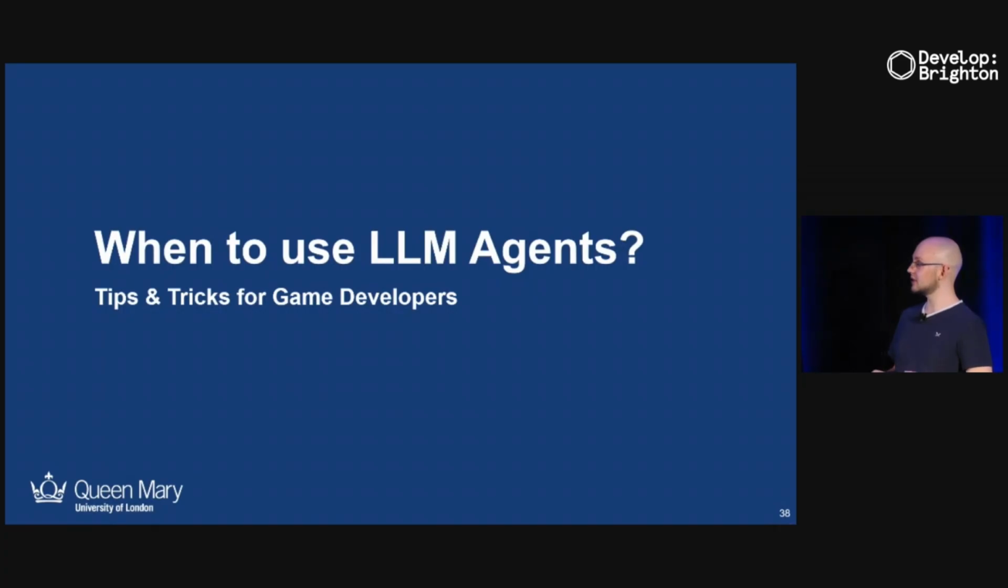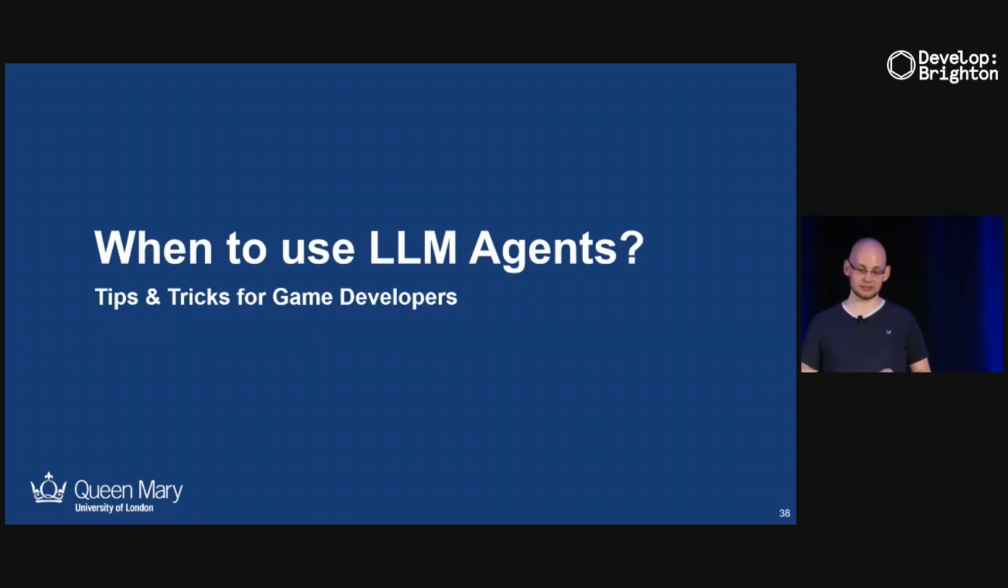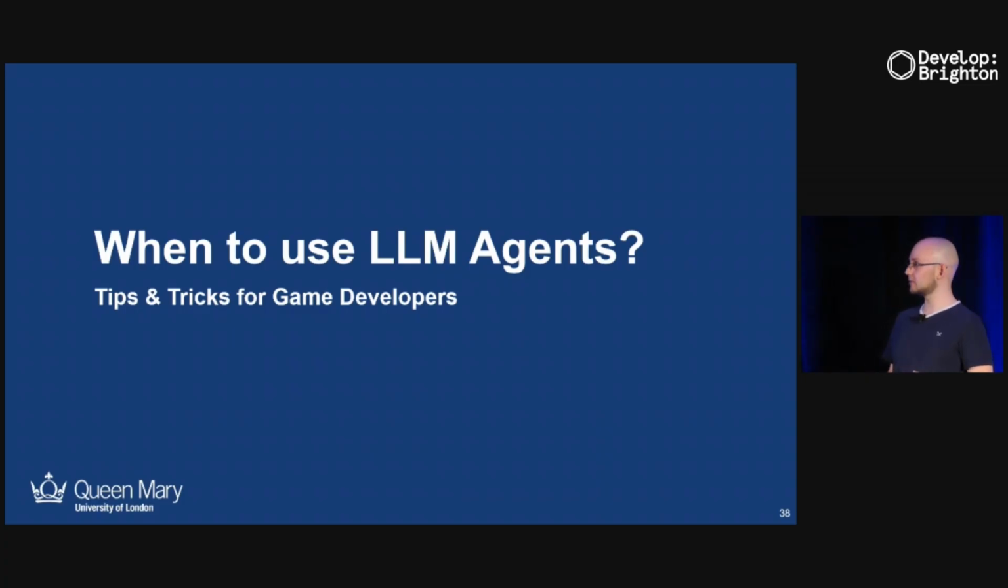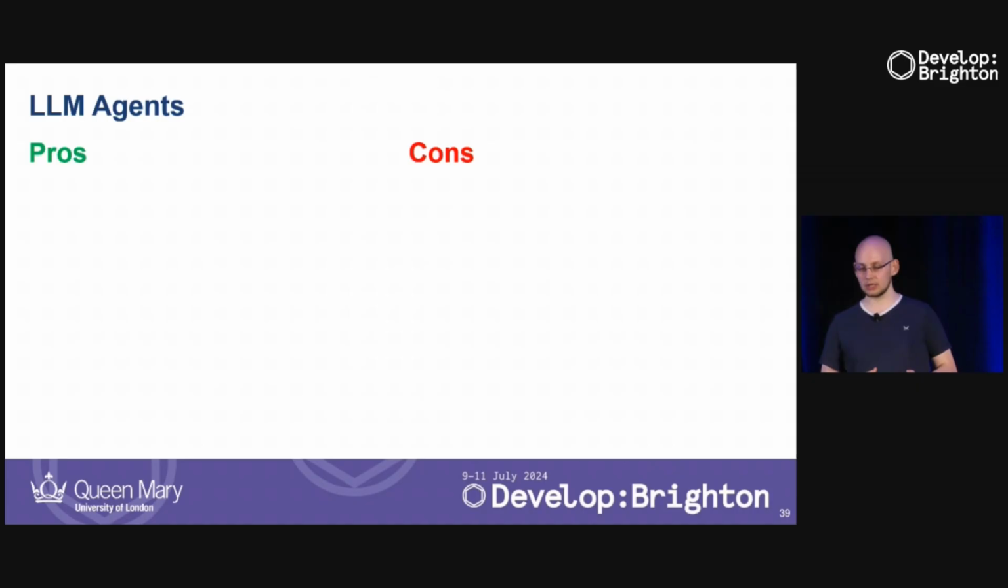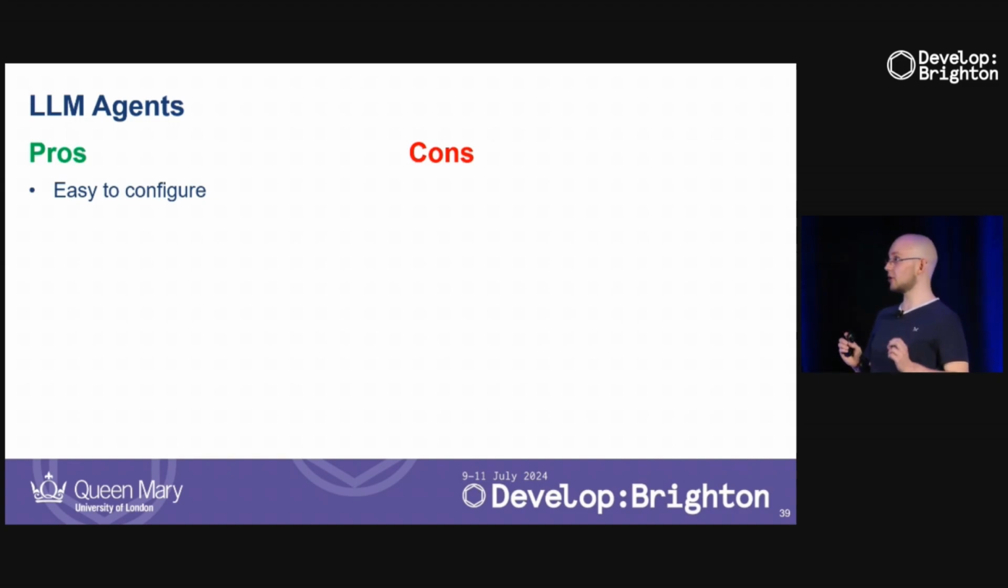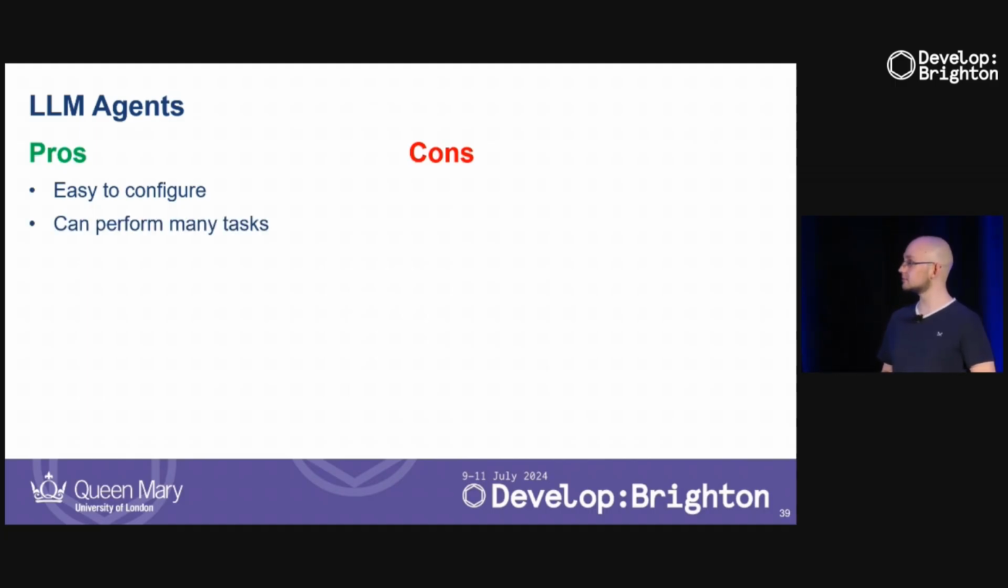Which brings us to, when should we actually use large language model agents? And what we've just analyzed is, what does this mean for us as game developers? What tips and tricks can we use to make this actually work? So there are a lot of pros with large language model agents, but also a lot of cons. And the most important thing about large language models is they're extremely easy to configure. Once you set them up, you can ask them to do a wide range of tasks, which is something that's usually not possible with any other technique that exists at the time.